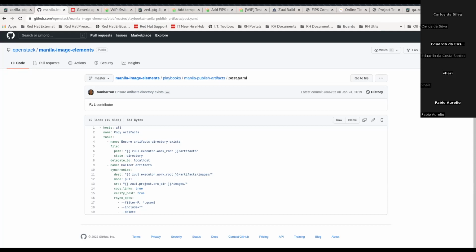So if somebody has the bandwidth and wants to work on it, it's an interesting project, I think, to adjust the scripts, create a similar artifact publishing gate job or a post job that basically takes whatever container image is built and pushes it onto whichever container registry.